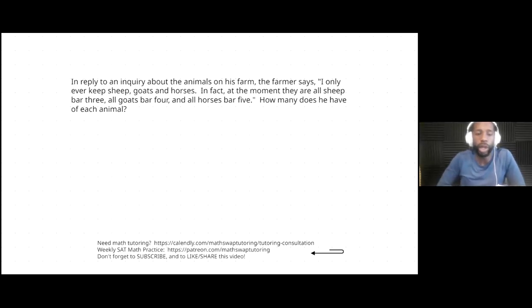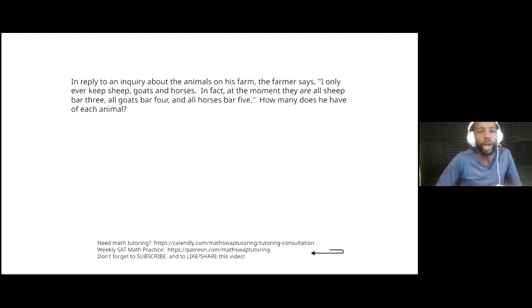Okay, let's read this problem. It says, in reply to an inquiry about the animals on his farm, the farmer says, excuse me, I only ever keep sheep, goats, and horses. In fact, at the moment, they are all sheep, bar three, all goats, bar four, and all horses, bar five. How many does he have of each animal?